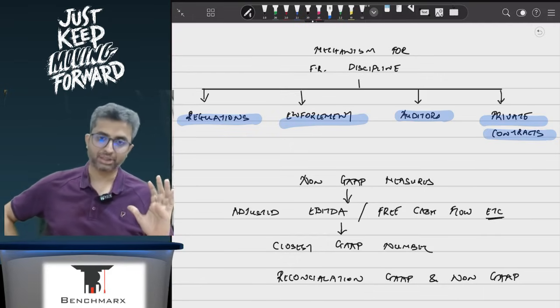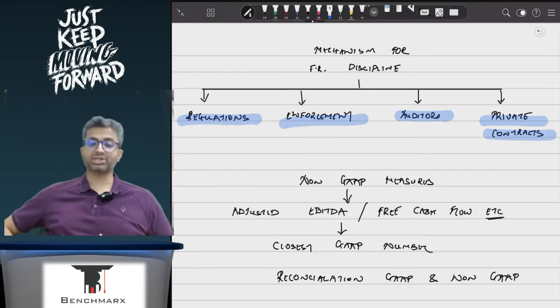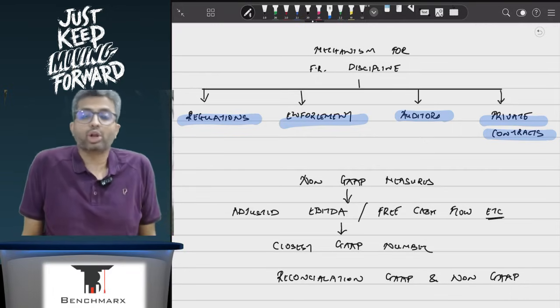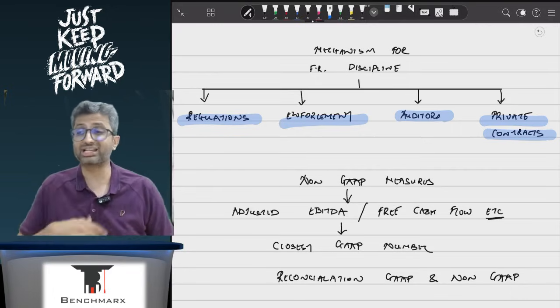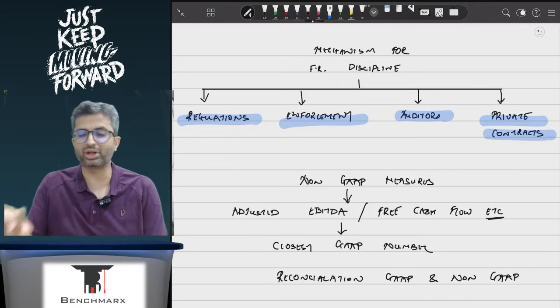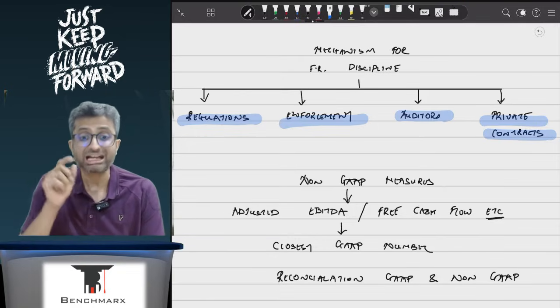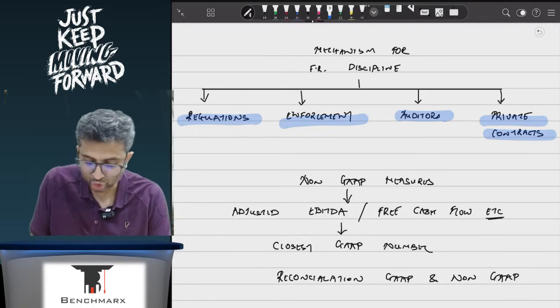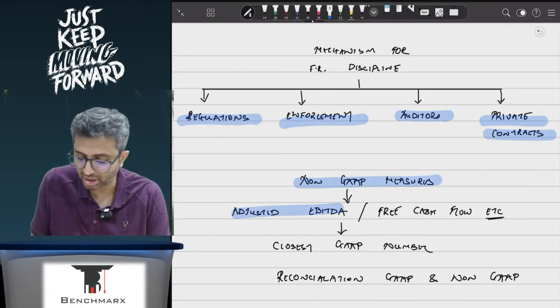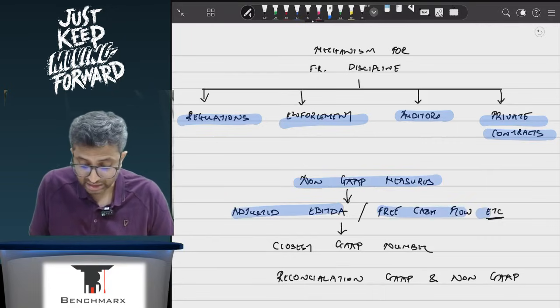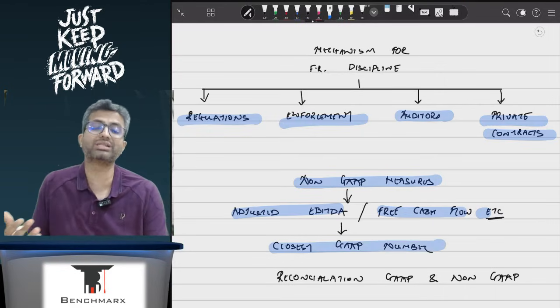So these are non-GAAP numbers, and both IFRS and especially US GAAP look at non-GAAP numbers with a lot of suspicion. So they say, well, you have found adjusted profits. What are those adjustments? Reconcile it with the GAAP number. So if you show non-GAAP measures like adjusted EBITDA or free cash flow, etc., then there is a need to reconcile with the closest GAAP number.